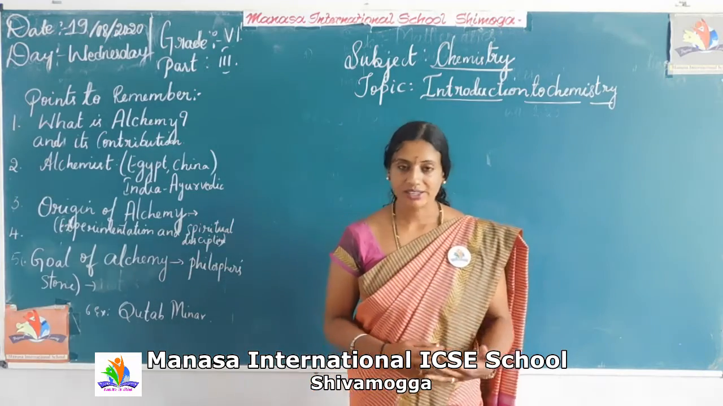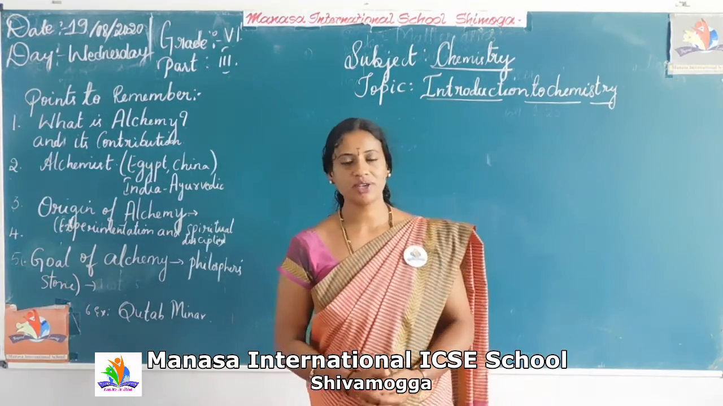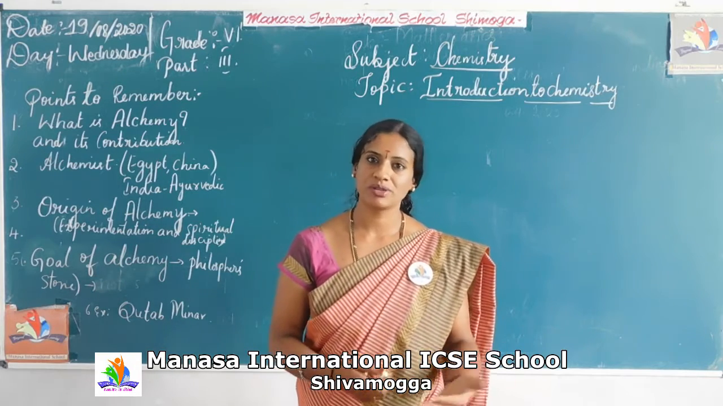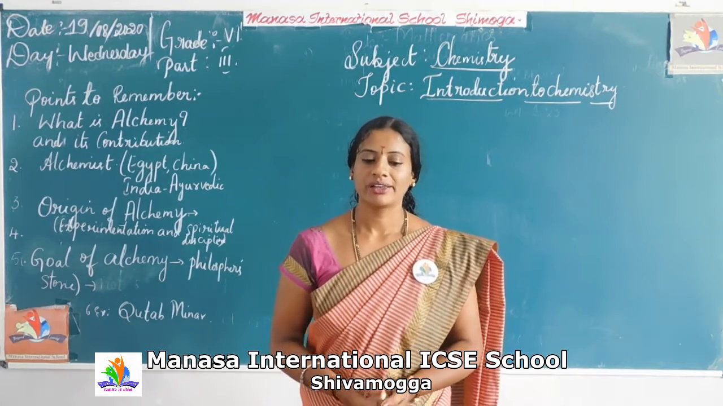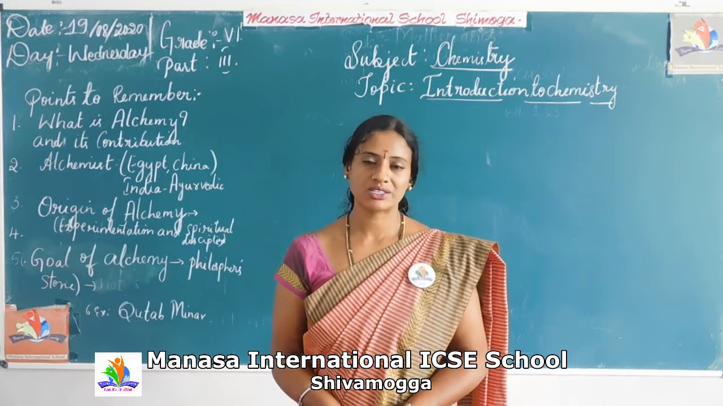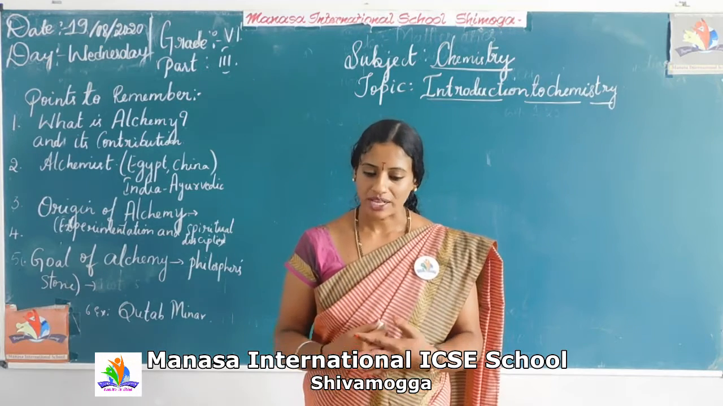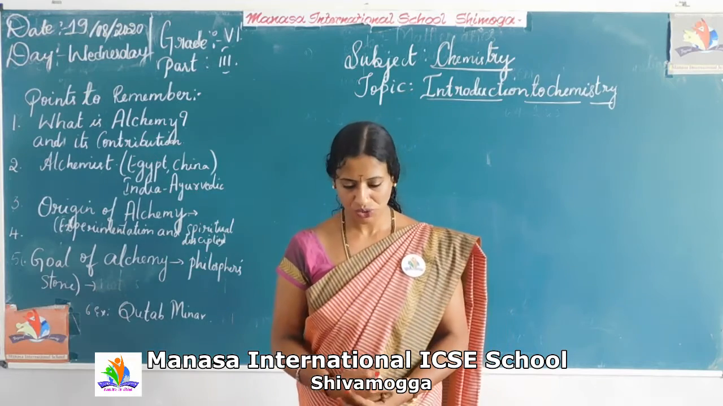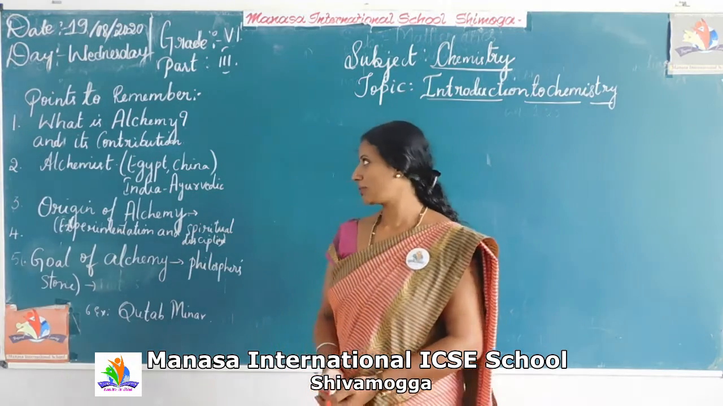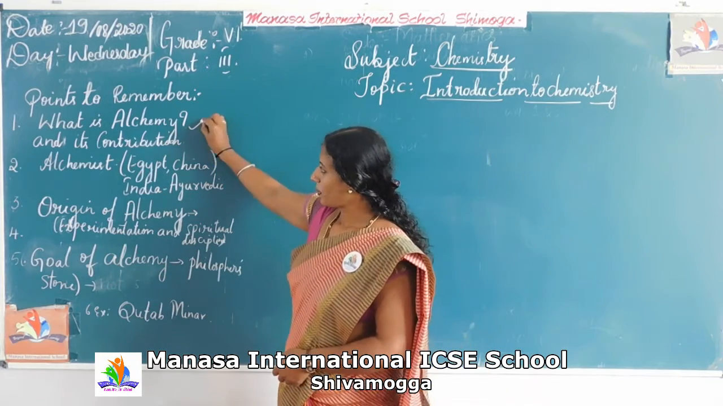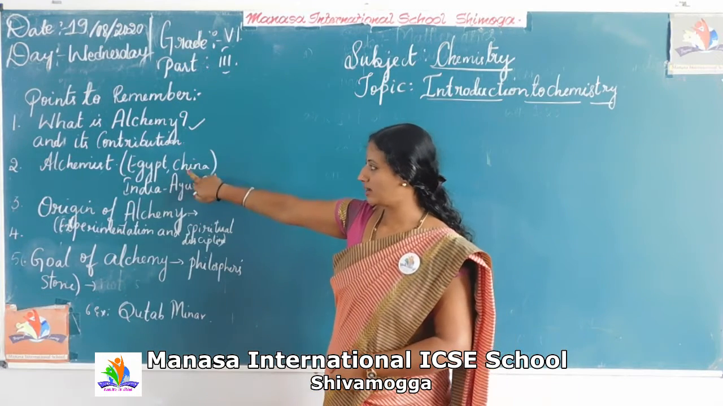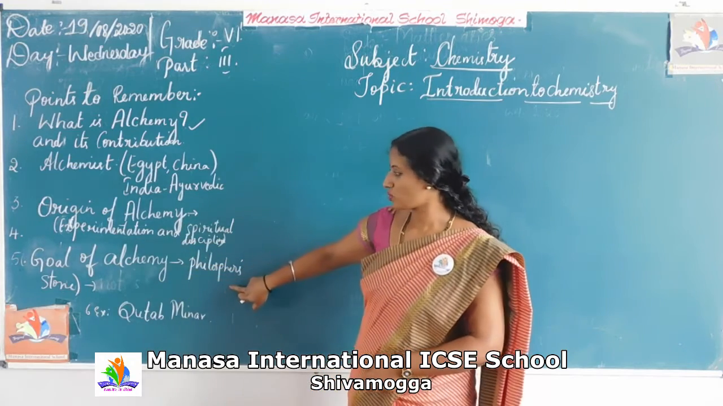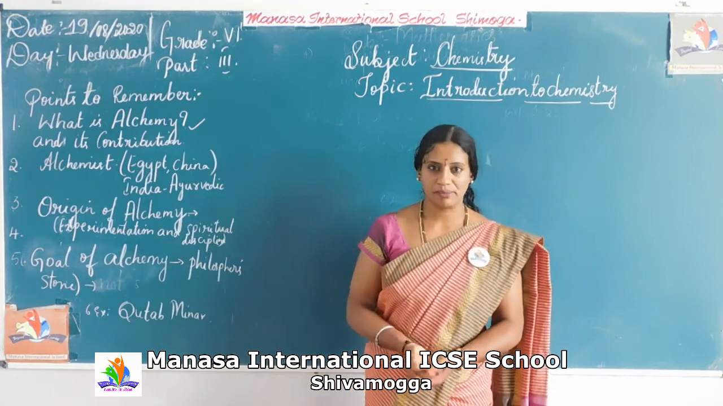So in the last class we discussed what is chemistry and what is science, and we discussed some aspects of ancient man: how did he evolve and how come in the present generation we are using science and technology. So as a pure branch of science, we are entering chemistry. Today we are going to discuss a few topics: what is alchemy and its contribution, who is an alchemist, origin of alchemy, then the goal of alchemy, that is, what is the philosopher's stone, with an example.